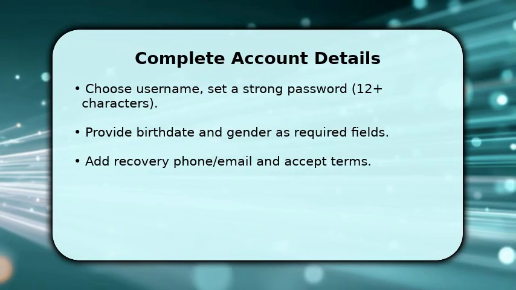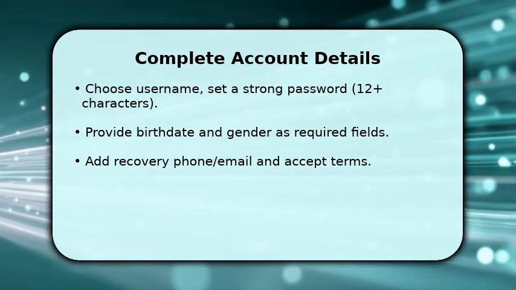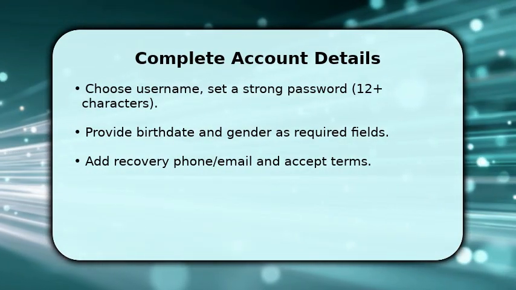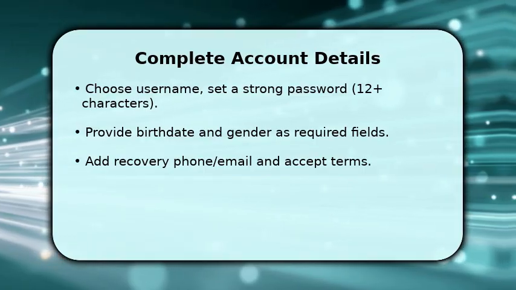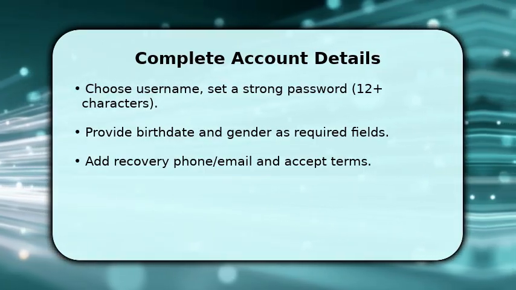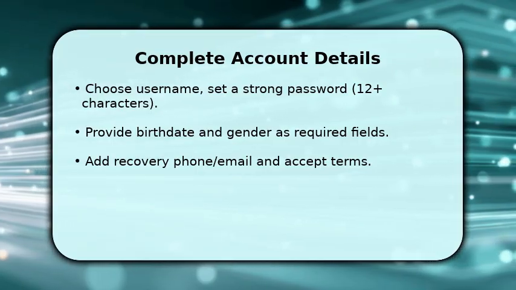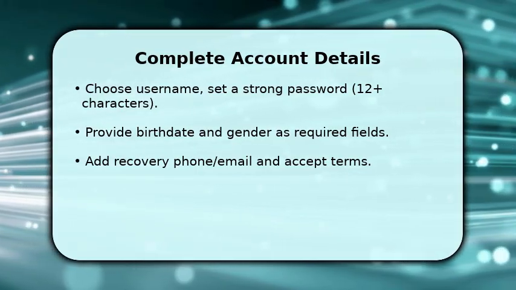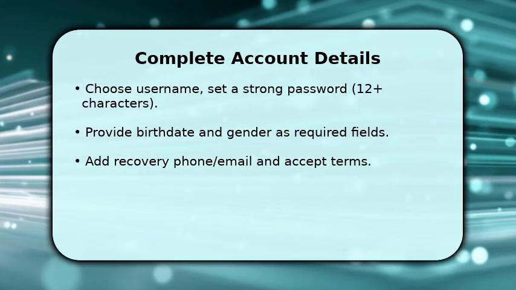You now fill in the detailed fields. Pick a username that reflects you and a strong password. Aim for 12 or more characters with letters, numbers, and symbols for safety. Once you enter birth date and gender, Google uses them for age checks and personalization, so be accurate.